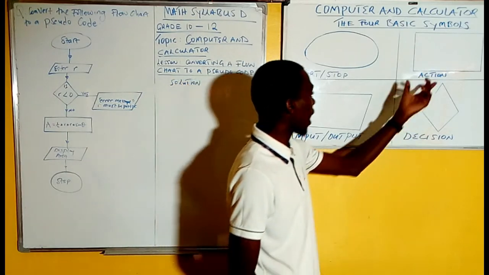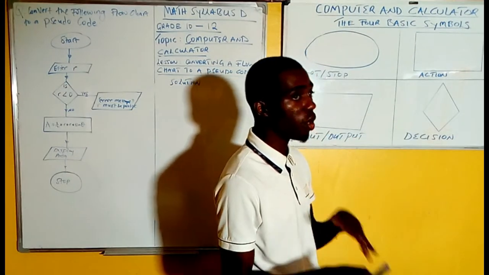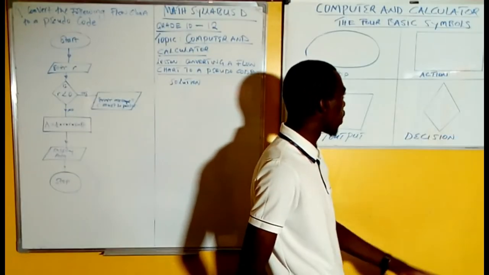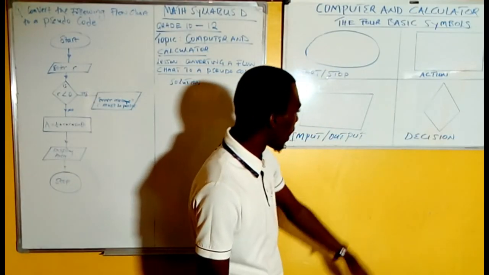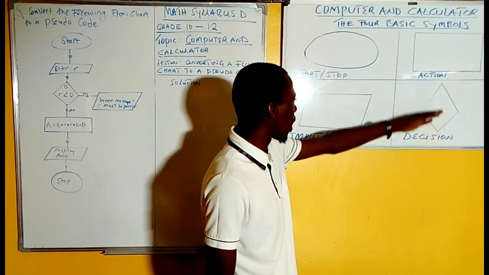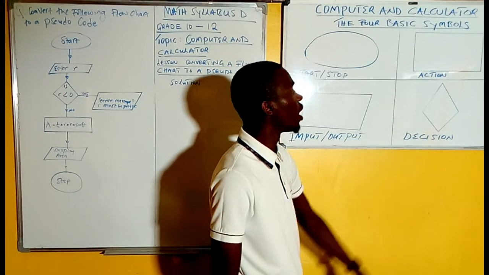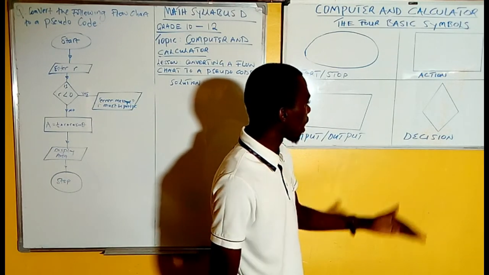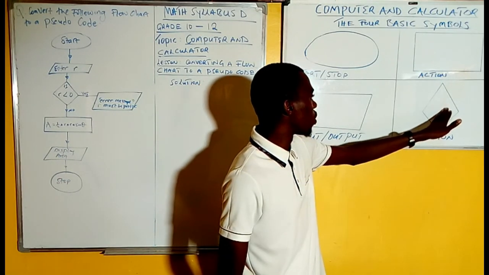Then we also have an action box. To simplify things for the sake of your exams, we'll just say in the action box, whenever you see a formula, this is where we put a formula. And in the decision box, that's where you tend to put the questions. So where you see if in the pseudocode, when it comes to writing a flowchart, this is where you say is.